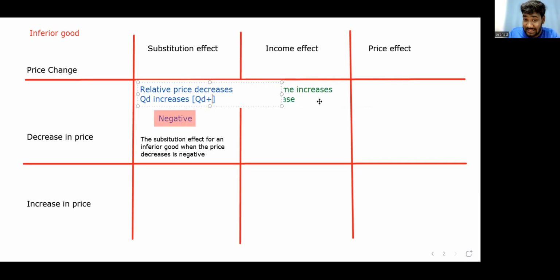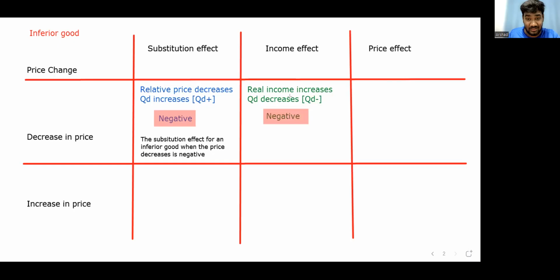Okay, QD decreases. So QD here is a minus, right? What type of relationship? A negative relation. Is that clear, guys? Yes.